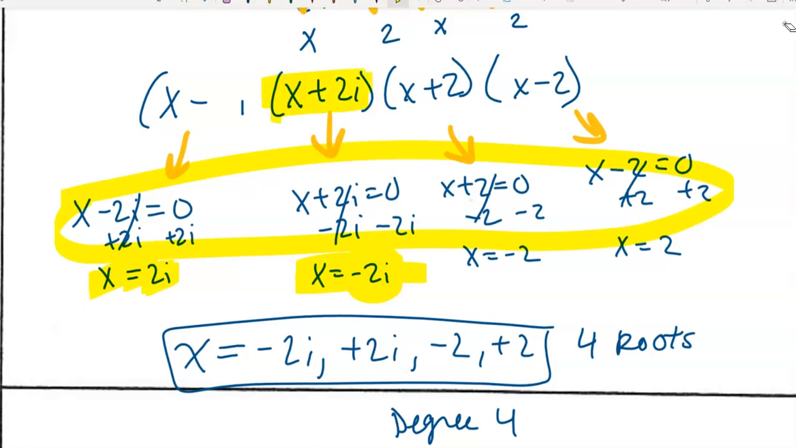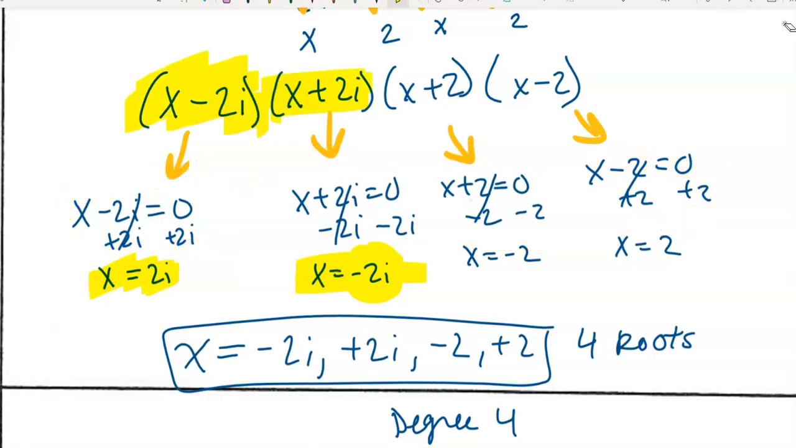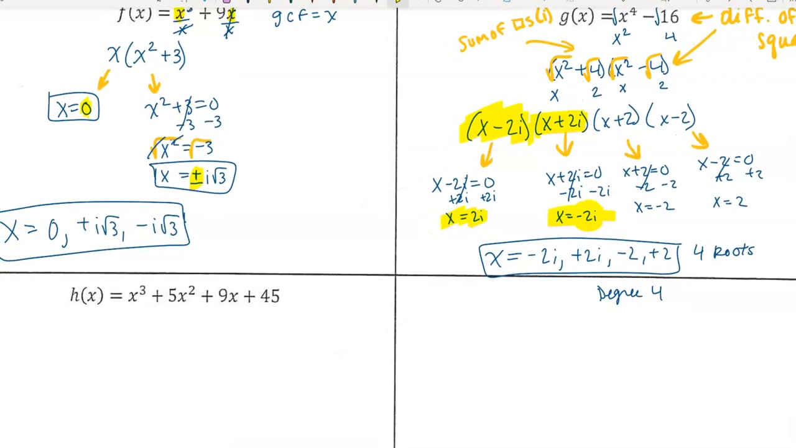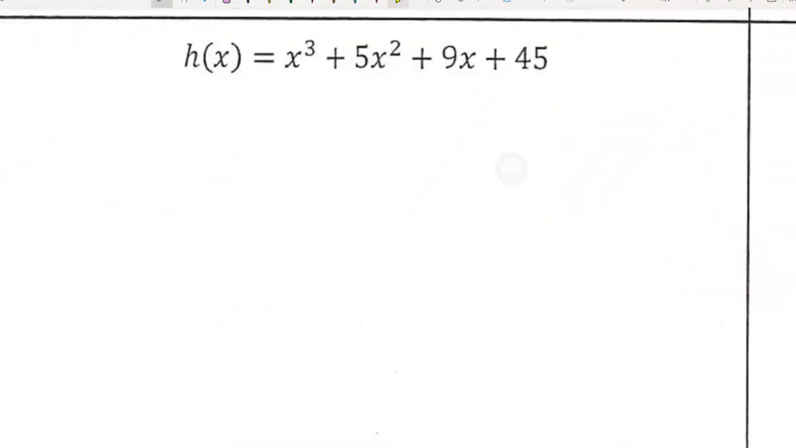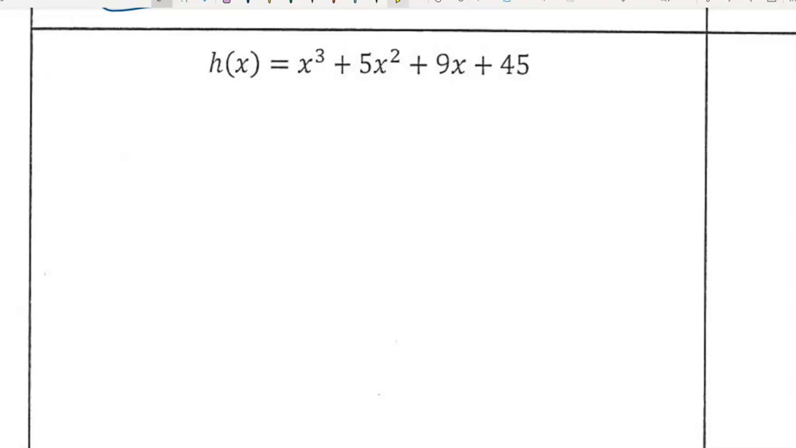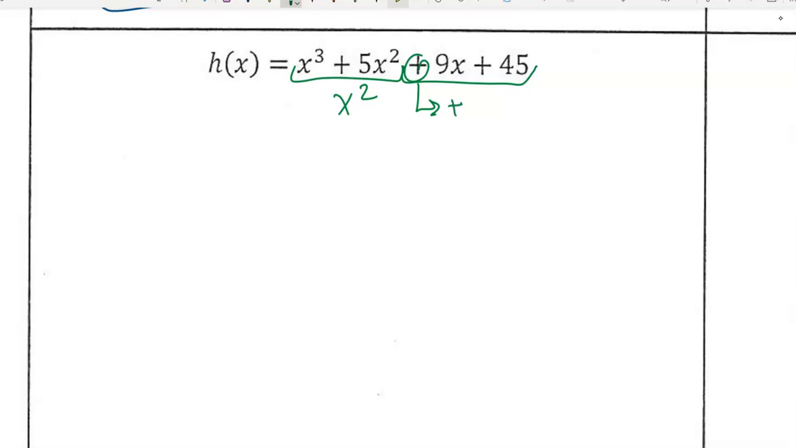Oops, erasing too much. We'll just leave it there. All right, so let's go ahead and try this example. Here we have 4 terms, and the 4 terms tells me we need to go right into grouping. Now from the first group, what can we factor out? What is our GCF? x squared. From the second group, we have a positive number, and our GCF here is 9.